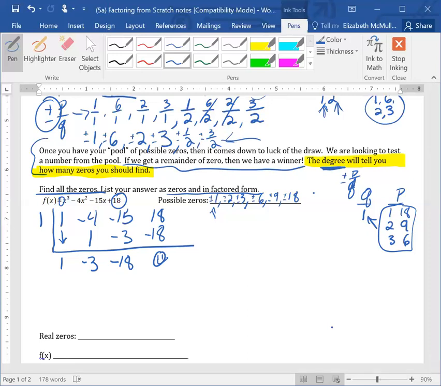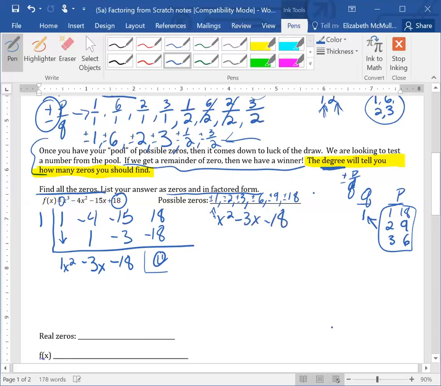So we need to write this in the actual form. Let's get our x's in here. So this is the remainder. This is the constant. That means this is the x term, and this is the x squared term. So we actually ended up with x squared minus 3x minus 18. Our leading coefficient is a 1, so we can factor using the direct shortcut method. So I need two numbers that multiply to make negative 18, but add to make negative 3.